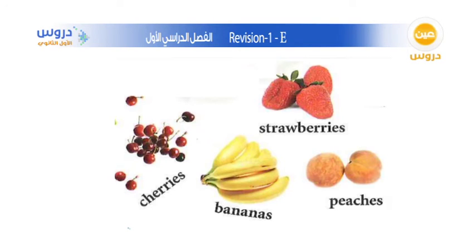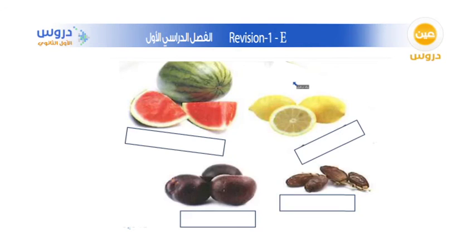All right. So we've got cherries, strawberries, bananas, and peaches. Bananas, yes, Mr. Ahmed. That's great. All right. What about this kind here? What about these kinds of fruit? Also famous fruits. You can see them everywhere.